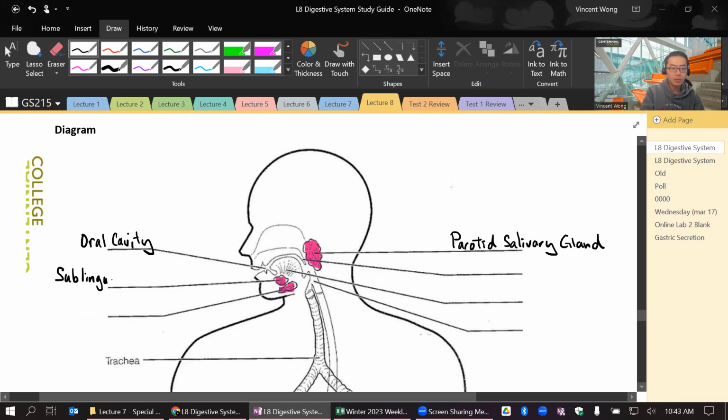When you're bilingual, you speak two languages, right? Lingual, like tongue, your mother tongue, your first language. So sublingual means underneath the tongue. Sublingual salivary gland. And then we have another one here, the submandibular salivary gland.